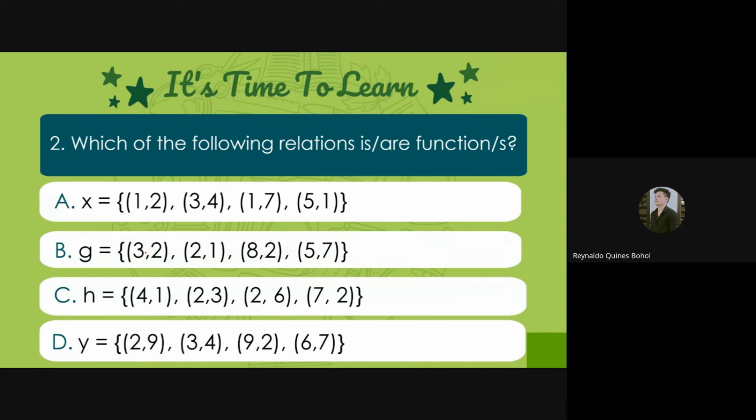Why is it B and B? Because in 3, 2, 8, 5 there is no repetition in your X. So this is 1 and 1. There is a repetition of your domain. If there is a repetition of your domain, the answer is not a function. Then letter C, 2 is repeated. So this is X. And we have letter B: 2, 3, 9, and 6. There's no repetition of numbers. That's why the answer is B and B.